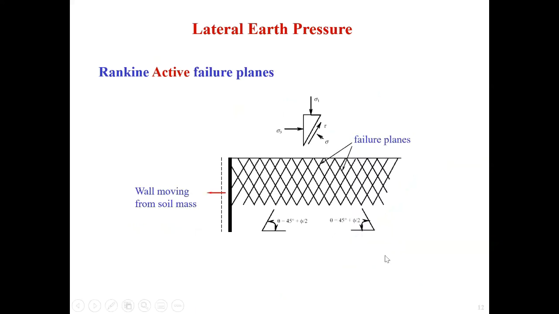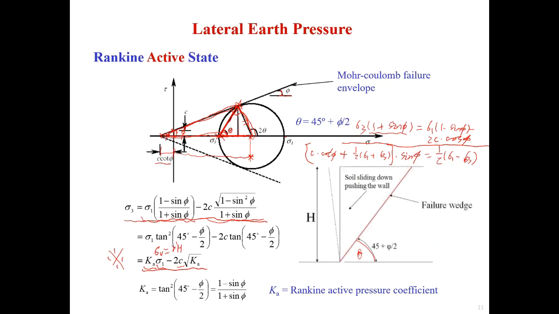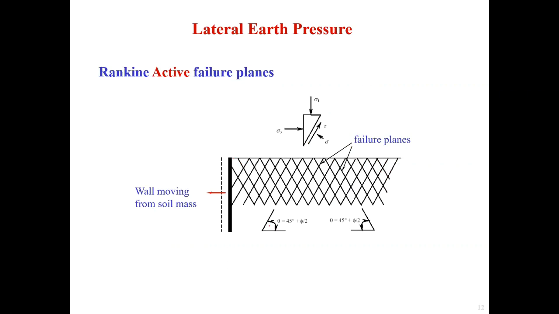When the pressure against the wall is said to be in the active Rankine state, there are two sets of failure planes. If we go back to this Mohr circle, we have theta above the horizontal line, and we also have another theta below the horizontal line. So that corresponds to these two sides of the failure planes. These planes are inclined at 45 plus phi divided by 2 to the horizontal. At this stage, the soil has yielded in the active state and is in plastic equilibrium.